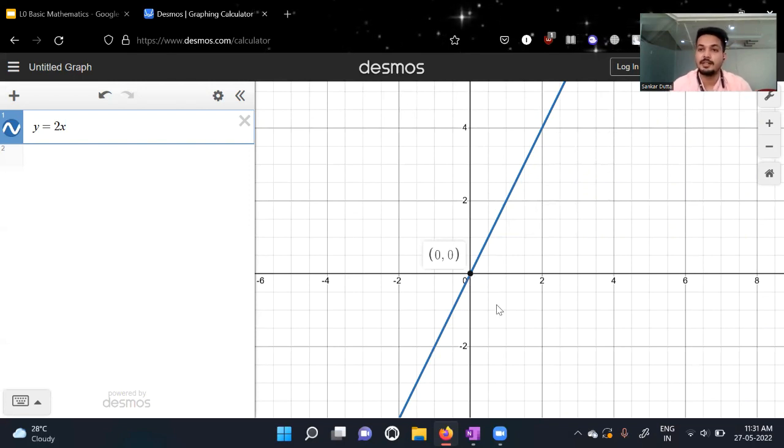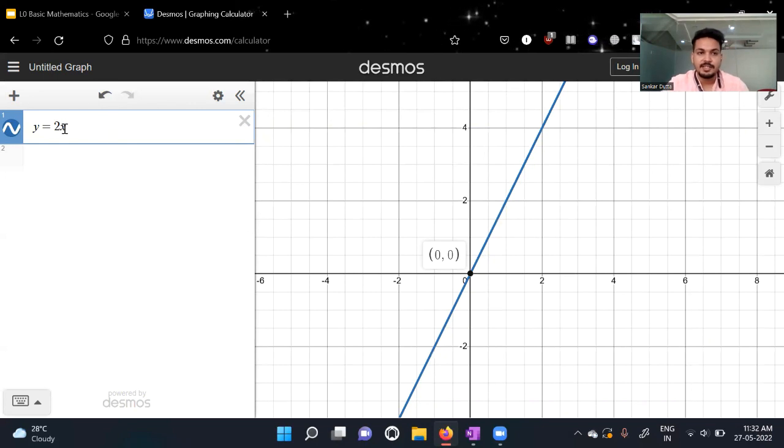So every linear equation in math represents a straight line in the coordinate plane. Let me repeat a very important statement again. Every linear equation in math represents a straight line in the coordinate plane.